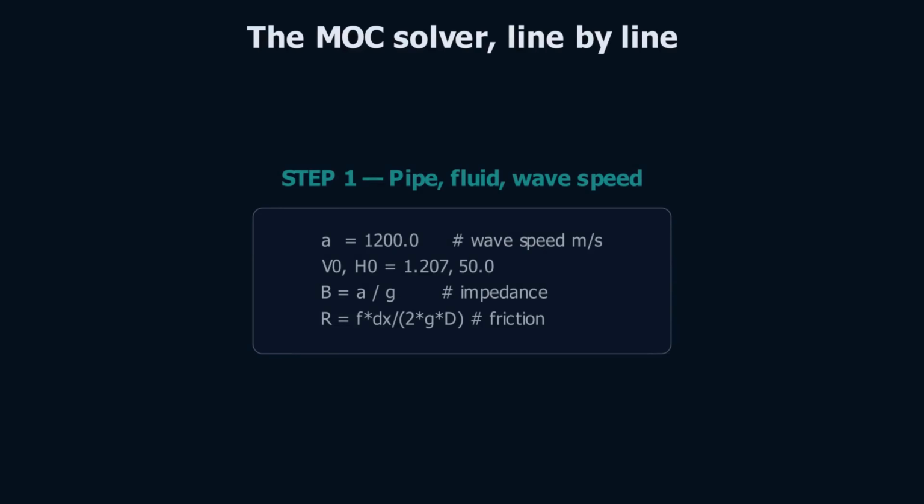Note there is no pipe area here, this is the velocity head form, and getting that convention right is the difference between a clean run and a solver that overflows to infinity. Ask me how I know.